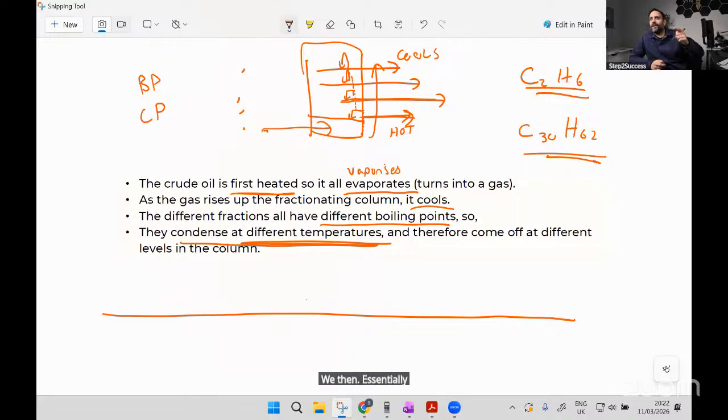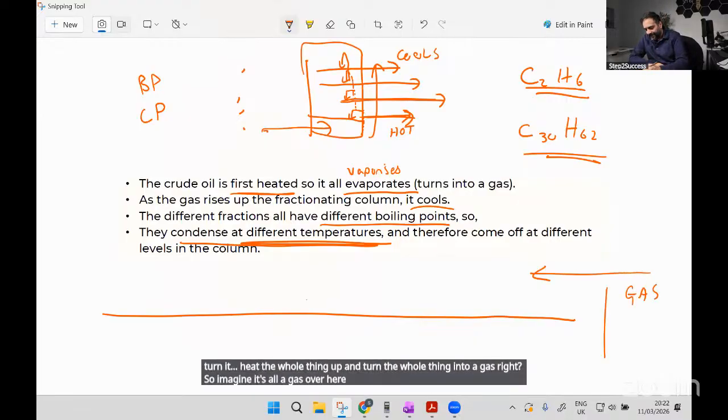We essentially heat the whole thing up and turn the whole thing into a gas, right? So imagine it's all a gas over here. We then cool it down. Now, all of these different fractions have got different boiling points. Imagine these are the different boiling points. One's got a really high boiling point, one's got a lower boiling point. The shorter they get, the lower their boiling point gets.